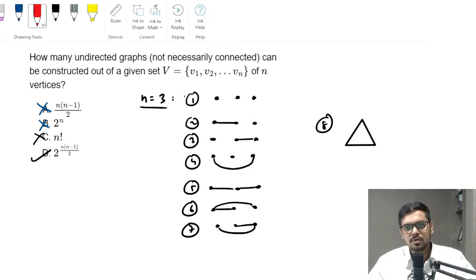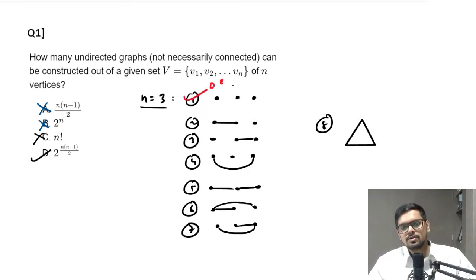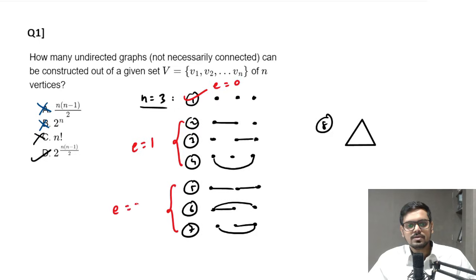See carefully, this was 0 edge. Here edge is 0. These are the examples where edge is 1. These are the examples where edge is 2. Again that combination I have used: first, second, third connected, or first, second, first, third connected, second, third, first, third connected. So 2 edges, 3 graphs you can make, and 3 edges, only 1 graph you can make. So total counting if you do is 1, 3, 3, 1, which is 8.